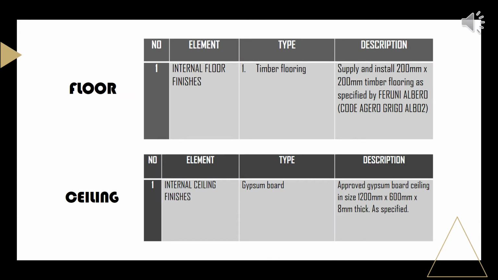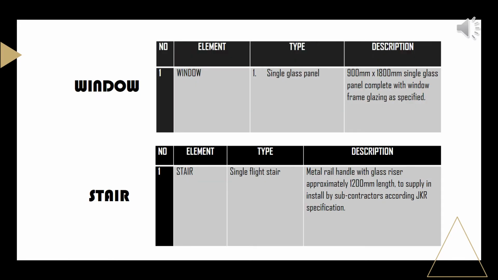Next, for floor, they use timber flooring for internal floor finishes. Then, for ceiling, they use gypsum board for internal ceiling finishes. Next, for window, they use single glass panel complete with window frame glazing as specified, and for stair, they use single flight stair.